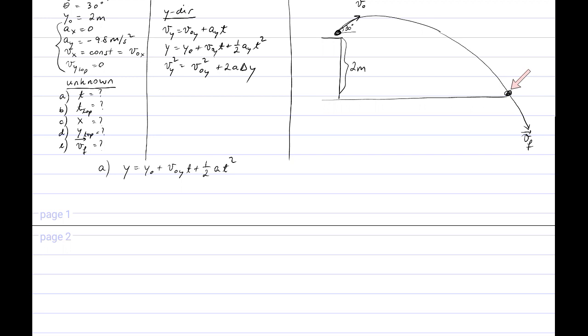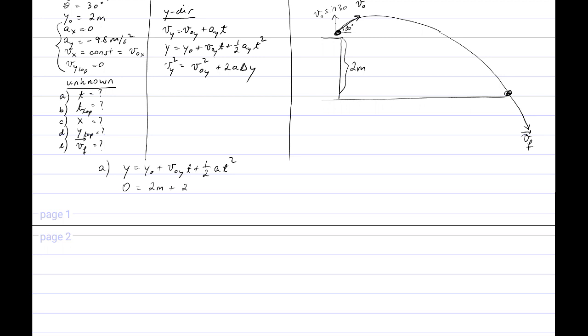That's the final position of the ball. Y initial is 2 meters above the ground, so y final is 0. Y initial is 2 meters. v0y: we want the y component of the velocity, so that will be v naught sine 30.